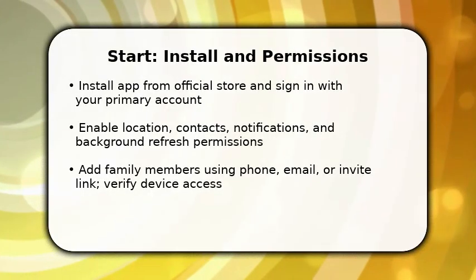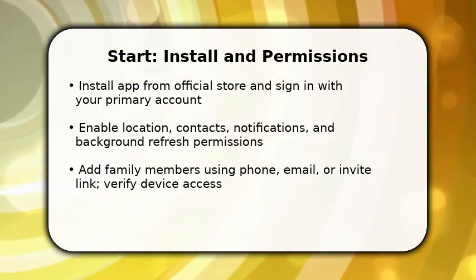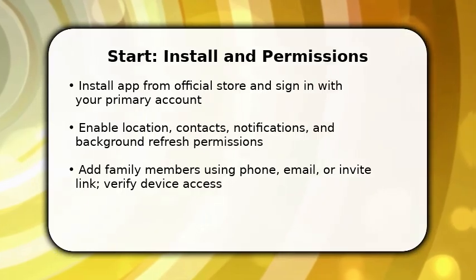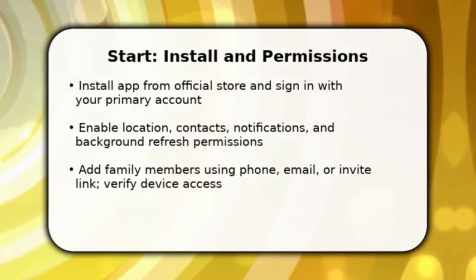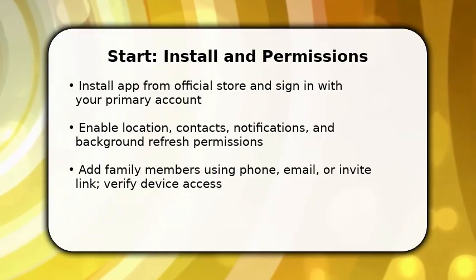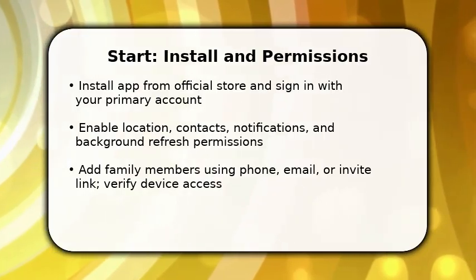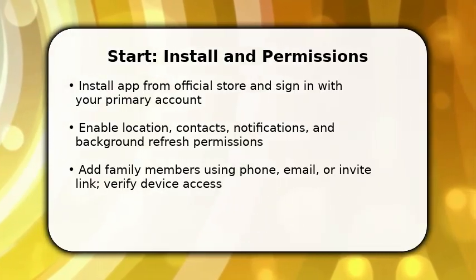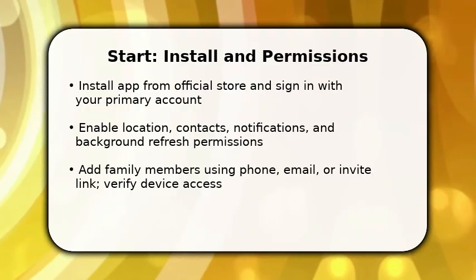You begin by installing the Family Safety app and signing in with your primary account. Once done, grant location, contacts, notifications, and background refresh so tracking and alerts work reliably. Next, add family members by sending invites via phone or email and verify each device to confirm permissions.